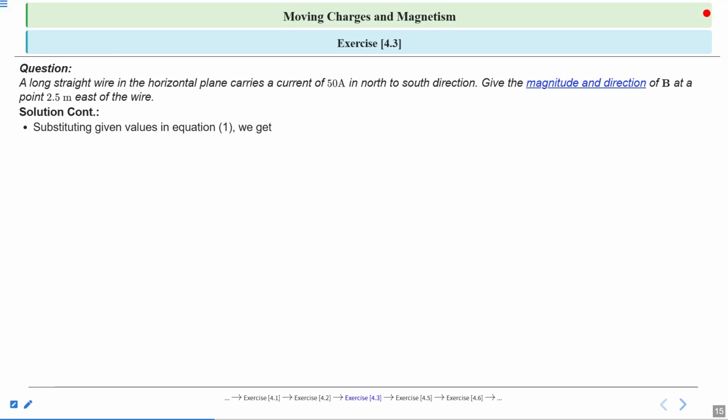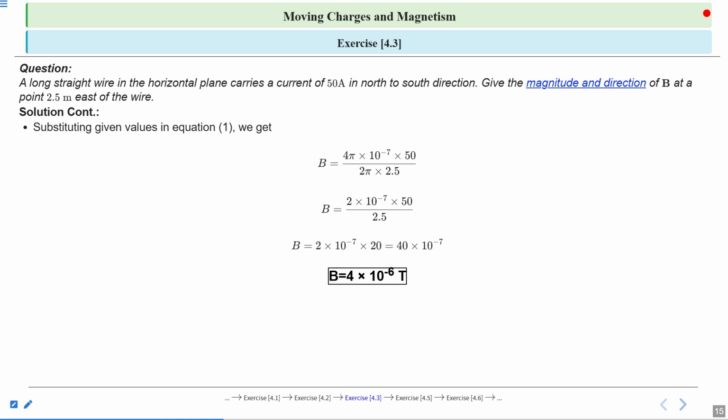So substituting given values in equation 1, we get B equal to 4 pi into 10 to the power minus 7, this is the value of mu naught, into I, 50 ampere, upon 2 pi into R, 2.5 meter. So B equal to 2 into 10 to the power minus 7 into 50 upon 2.5. Pi and pi will get cancelled out and 2 and 4 will get cancelled out and result in 2. So B equal to 2 into 10 to the power minus 7 into 20, which is equal to 40 into 10 to the power minus 7. So finally magnitude of magnetic field is given by 4 into 10 to the power minus 6 Tesla.